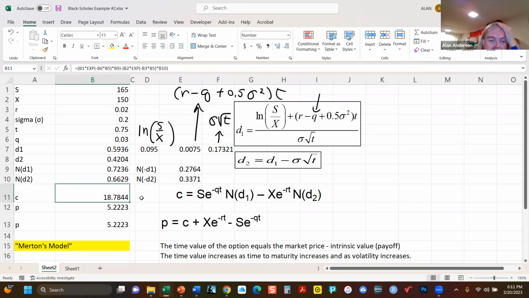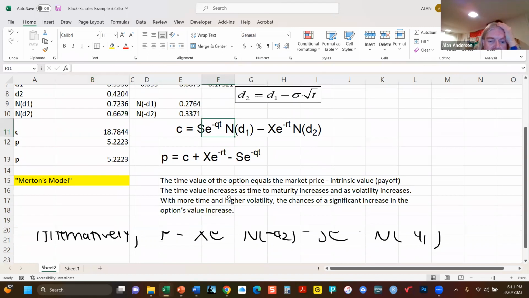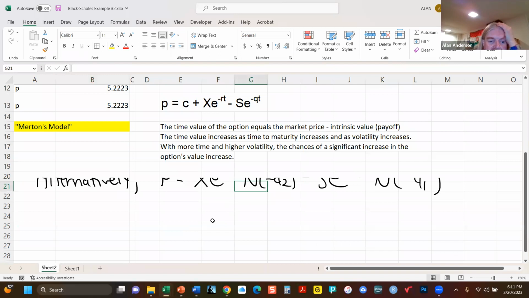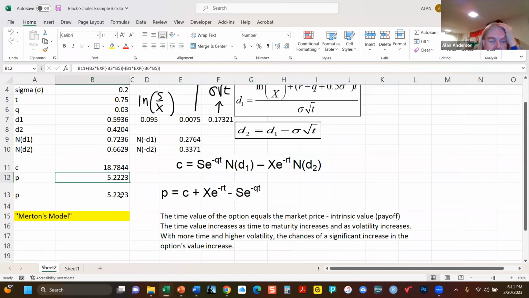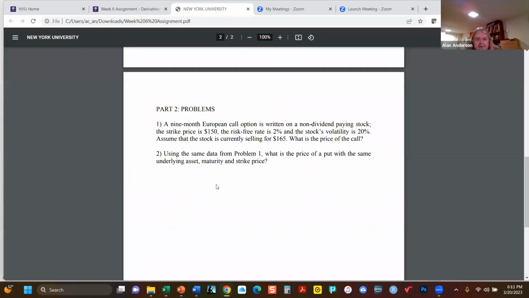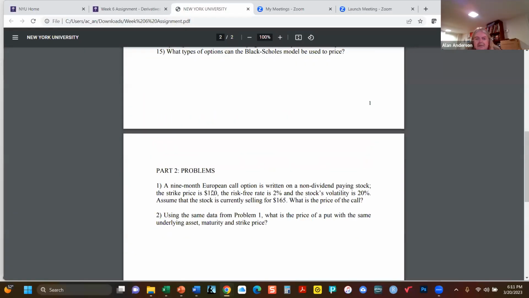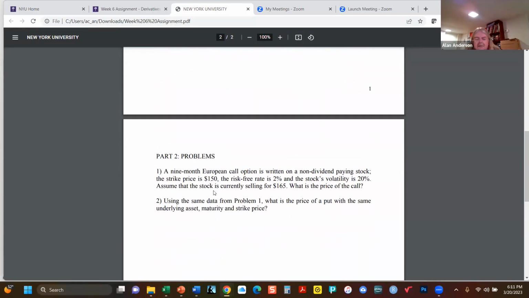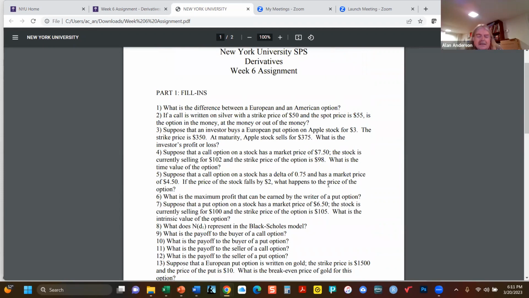$18.78 is the Black-Scholes price of the European call, and either based on put-call parity or the other formula that we use down here, which somehow got mangled here, your put price would be about 5.22. So that's all you had to do. So you're basically using this as a calculator. I figure it doesn't need to be any more complicated than that.